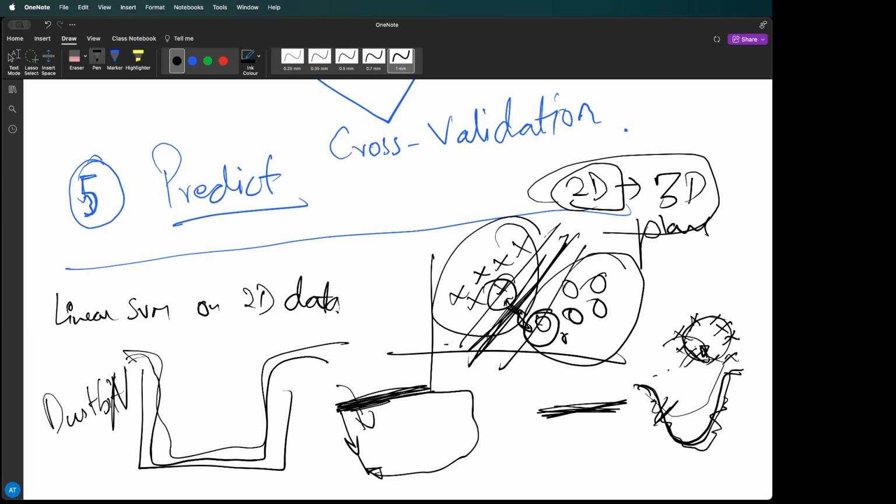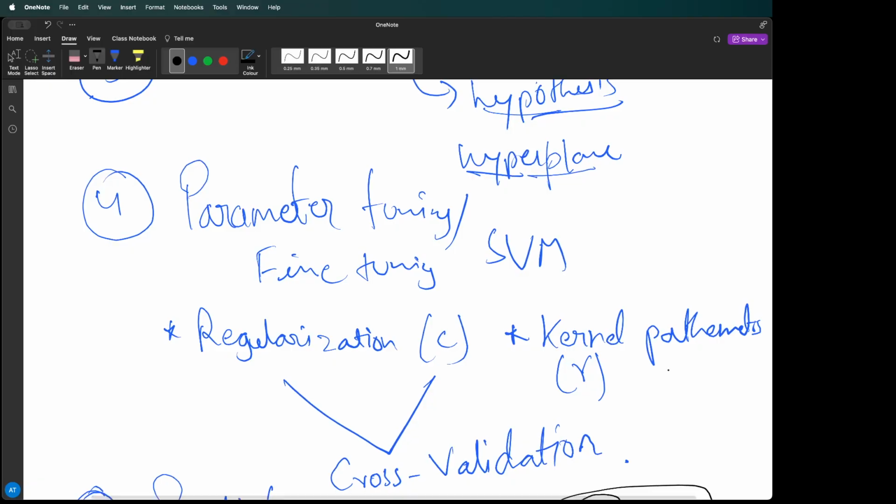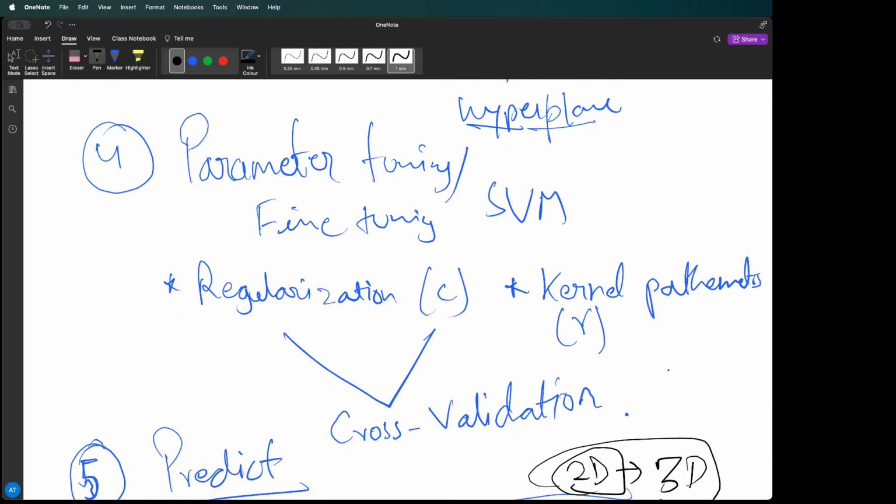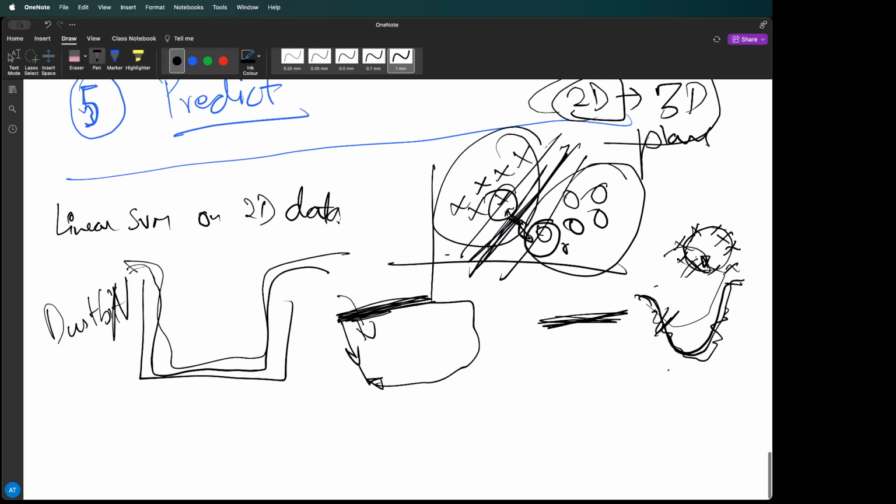Right? So can you explain the fourth topic again? Parameter tuning. Parameter tuning is, you can understand it like this.